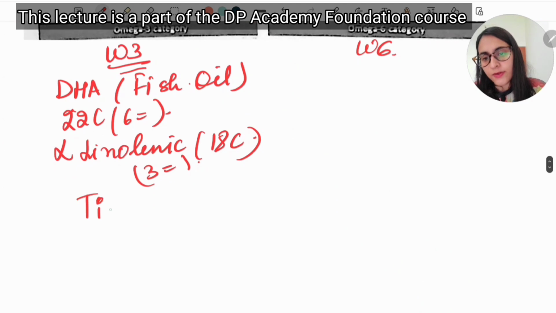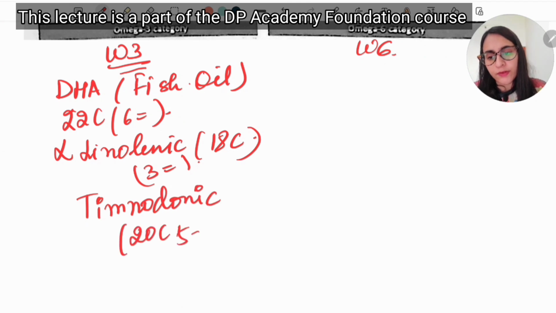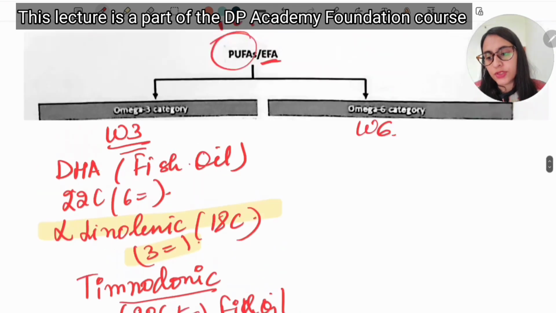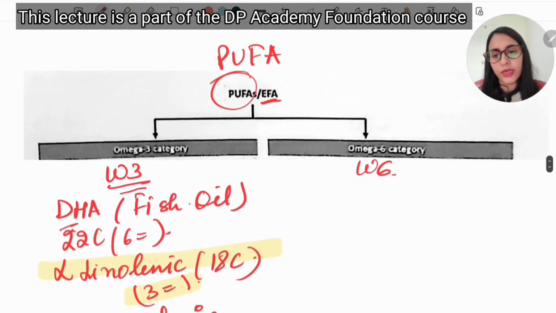Then under the omega 3 category, we have timnodonic acid. Timnodonic acid is a 20 carbon compound with 5 double bonds. Now alpha linolenic acid is in flaxseed oil or soya bean oil, while timnodonic acid is in fish oil. So in fish oil, we have DHA, which is cervonic acid. It is omega 3.